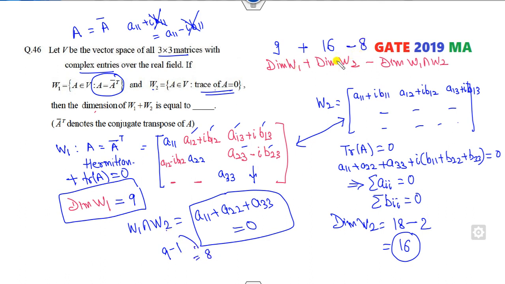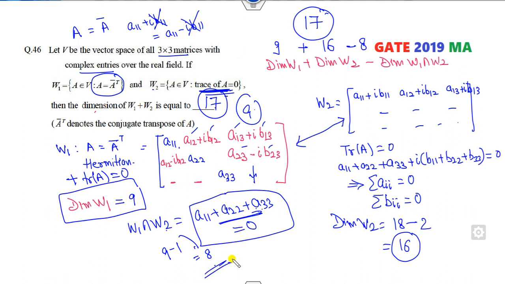So the right answer of this problem is 17. Clear? So I repeat them. These are Hermitian plus trace. So that means there is one more condition. So total 9 elements are there, minus 1 additional condition. So minus 1 is the dimension of the problem.